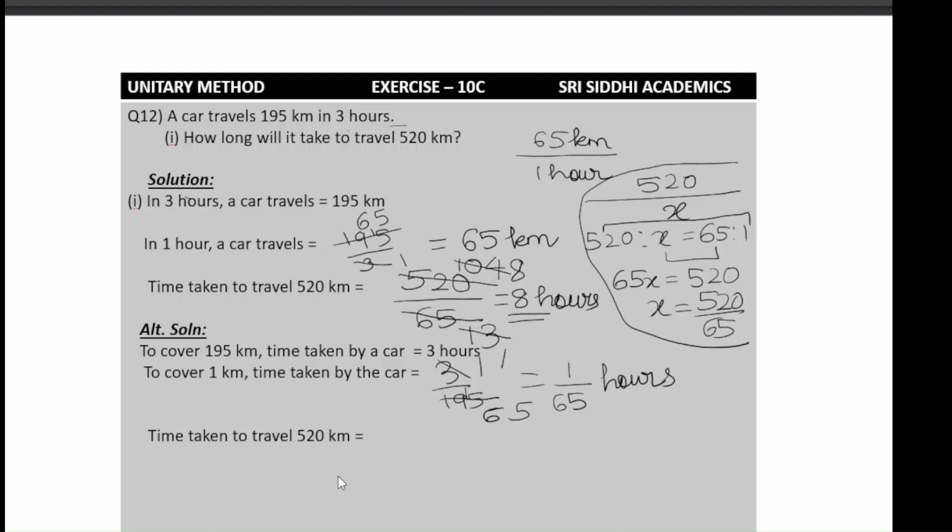Now let's find out, therefore, the time taken by the car to travel 520 kilometers. It will be 520 into 1 by 65, because for covering 1 kilometer, the car is taking 1 by 65 hours. To cover 520 kilometers, we have to multiply that much. So again, if we do cancellation, 65 ones are 65, 65 eights are 520. The same calculation that we have done here will apply here also.